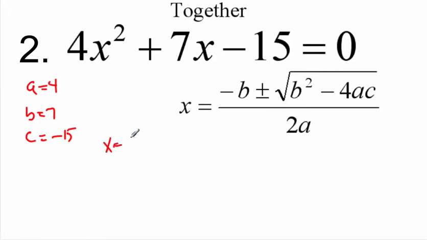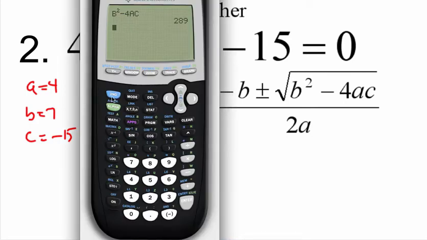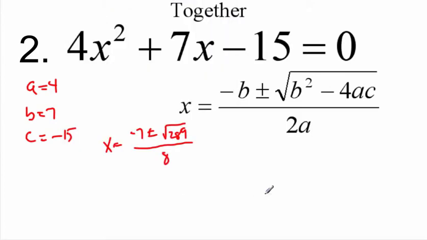x equals negative b, which is -7, plus minus the square root of 289. All that over 2 times 4, which is 8. I'm going to go back to my calculator and see if I can figure out what the square root of 289 is. Oh, luckily that's a perfect square, and I get 17. So this gets me -7 plus minus 17 over 8.